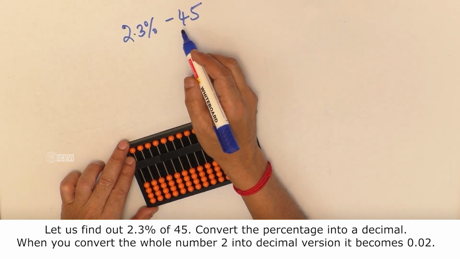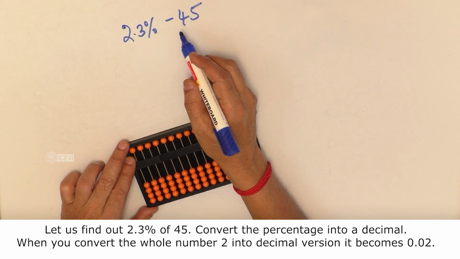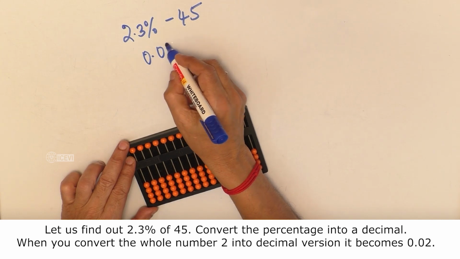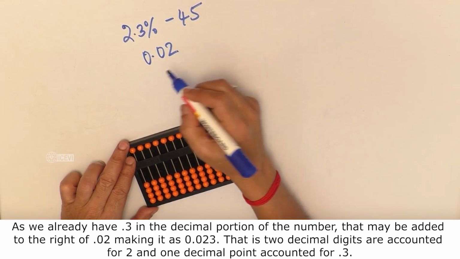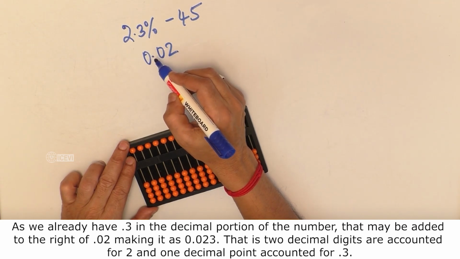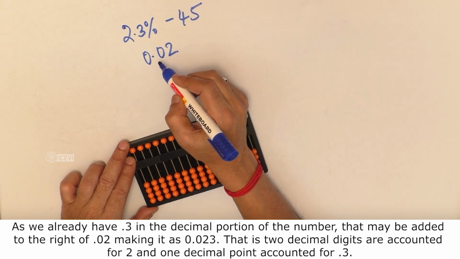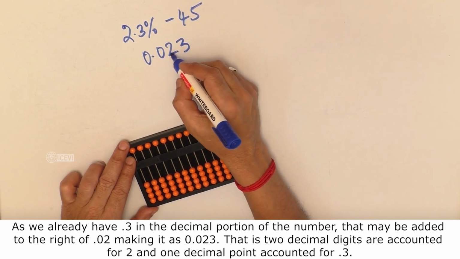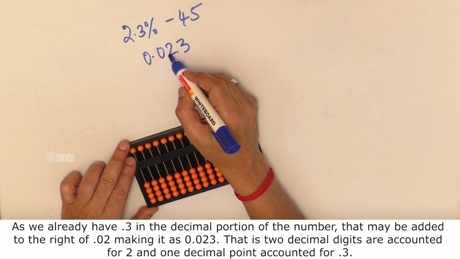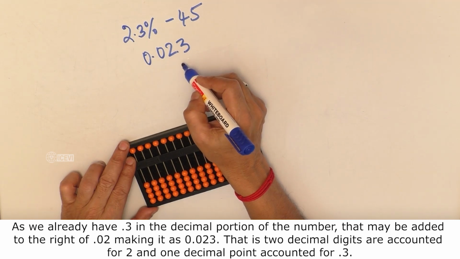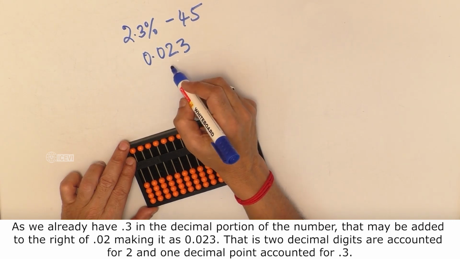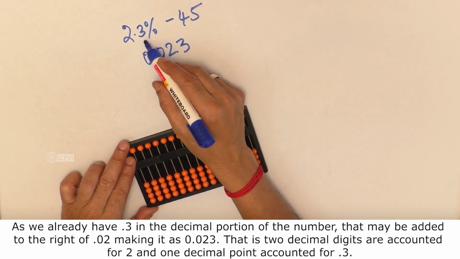When you convert the whole number 2 into decimal version, it becomes 0.02. As we already have 0.3 in the decimal portion of the number, that may be added to the right of 0.02, making it as 0.023. That is, two decimal digits are accounted for 2 and one decimal point accounted for 0.3.